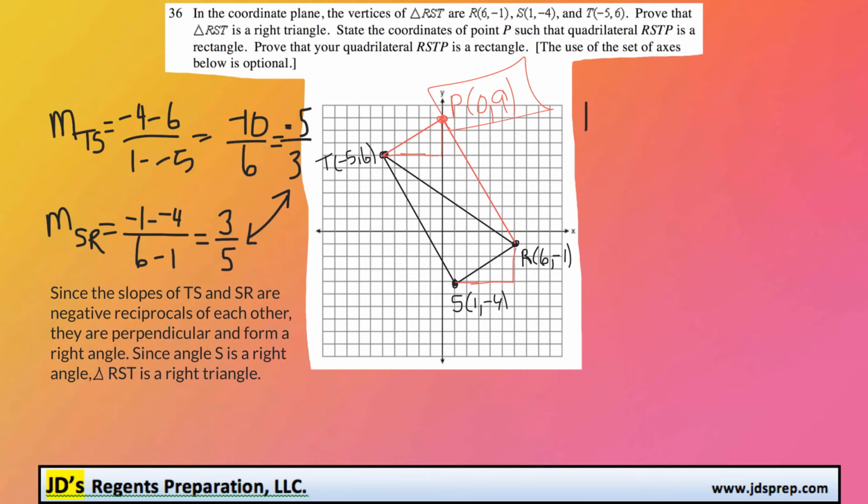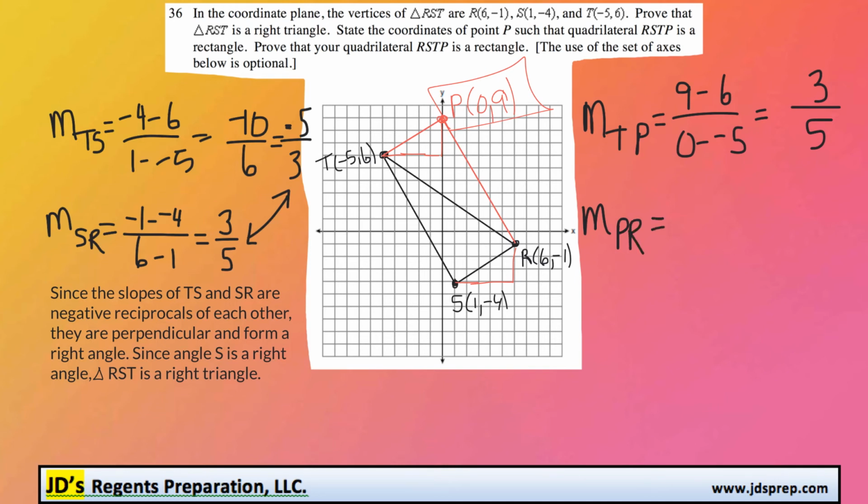Let's start with the slope of the line TP. Here the change in y is from 9 to 6, and our x is 0 to -5. So this becomes 3 over 5. Now let's take a look at the slope of the line from P to R. The change in y there is from -1 to 9, and the x goes from 6 to 0. So that's -10 over 6, which is -5/3. And this is what we were hoping for.